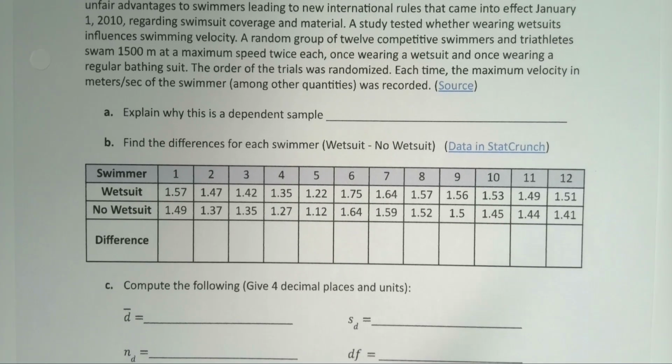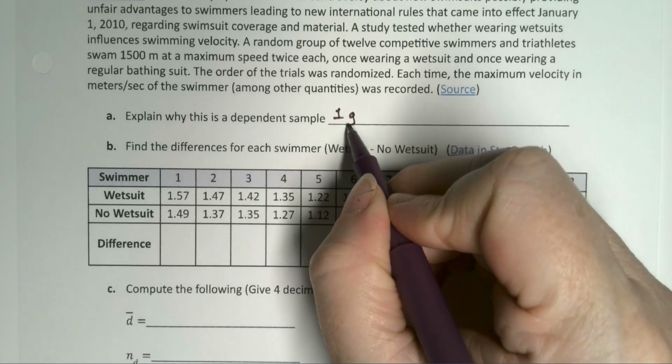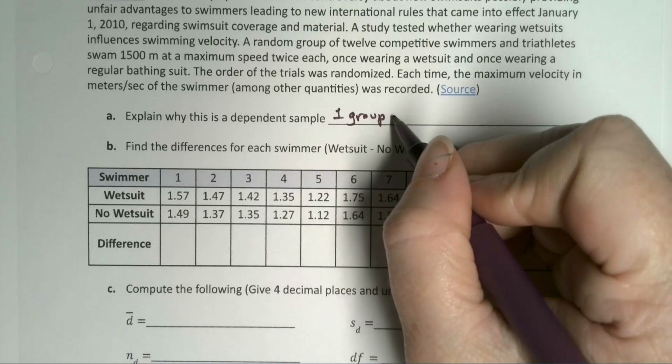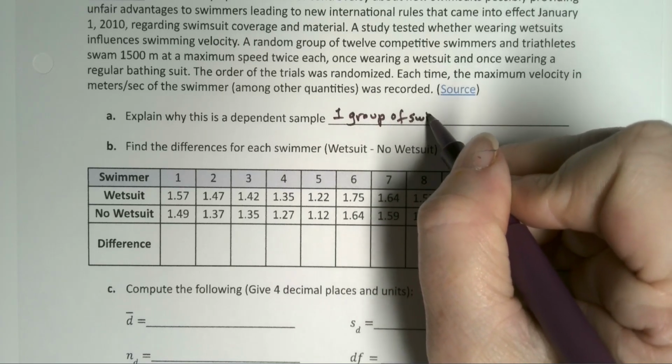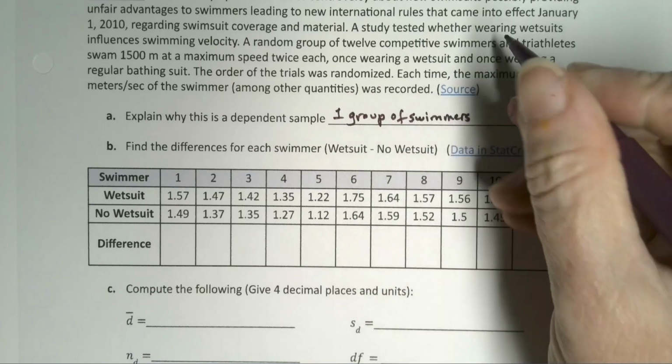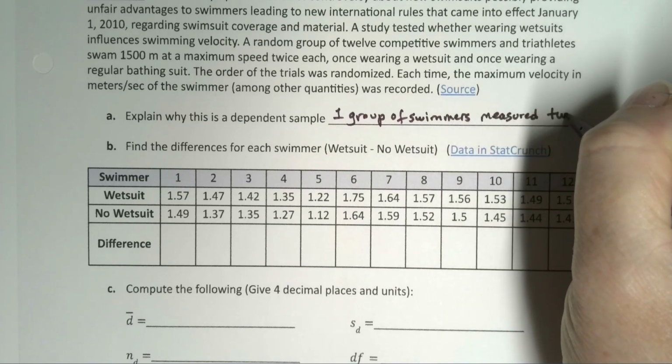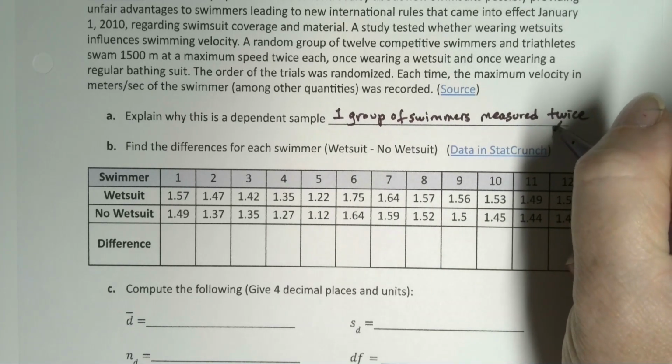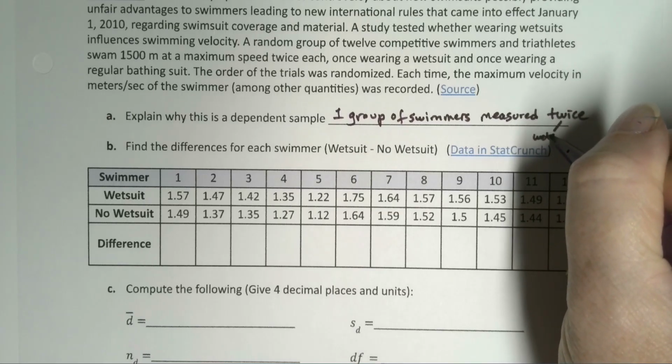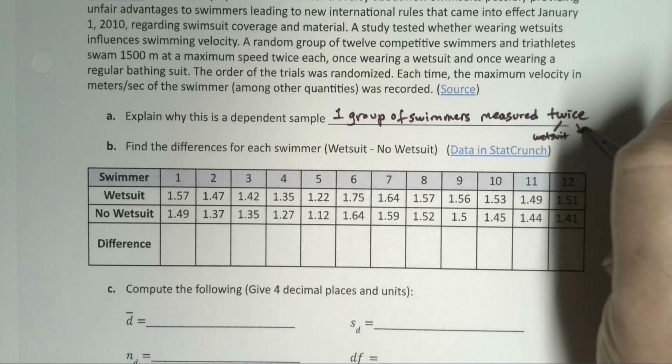Okay, so why is this a dependent sample? Well, this is obviously one group of swimmers measured twice. They were measured with a wetsuit and without a wetsuit. Wetsuit versus no wetsuit.